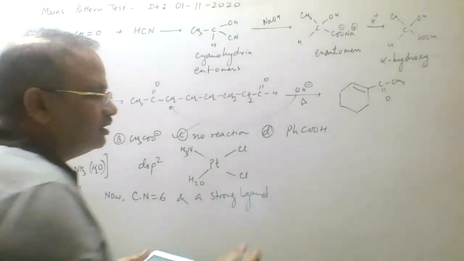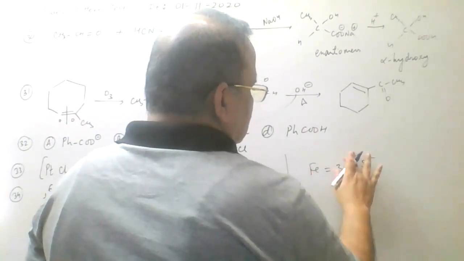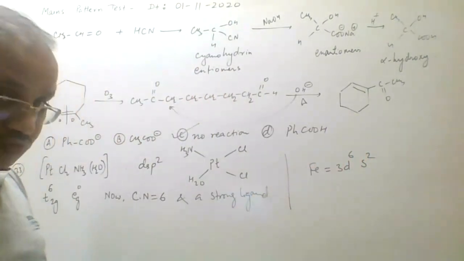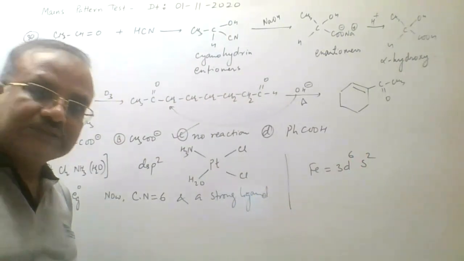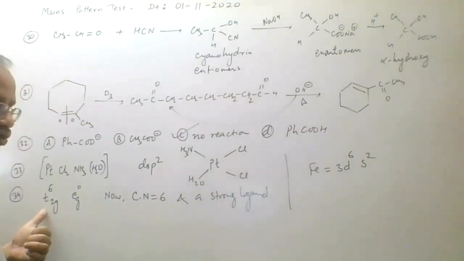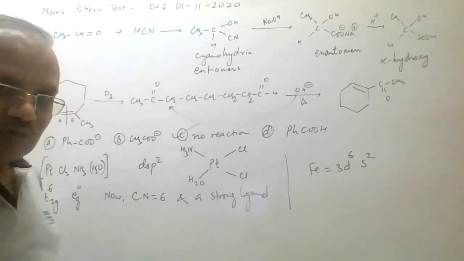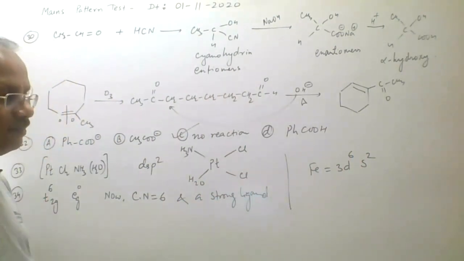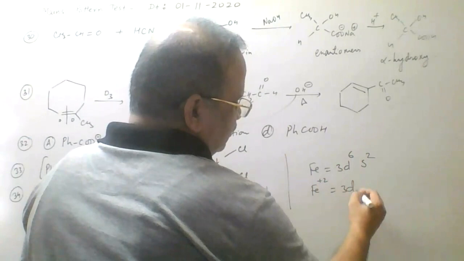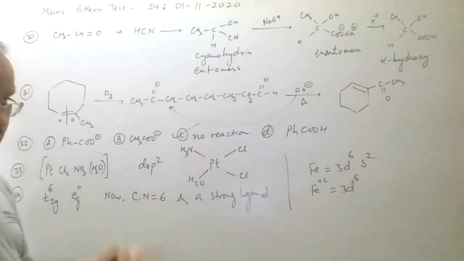So Fe is, we know, 3d6 4s2. If I require 6 electrons, the oxidation state of iron must be +2. In case of the second option, the oxidation state of iron is +3. It cannot have 6 electrons, so that cannot be the option. But in case of the third option, there is a strong ligand as well as the oxidation state of iron is +2. So I require the oxidation state of iron to be +2, because it will be 3d6. The 6 electrons can be filled in t2g if the ligand is strong.